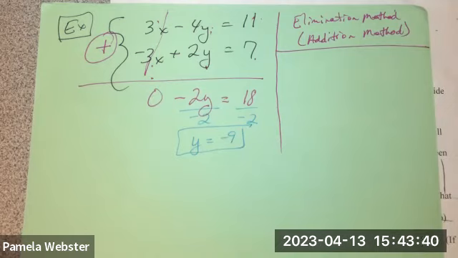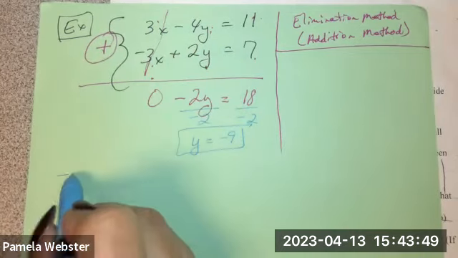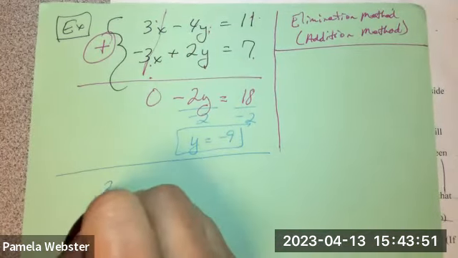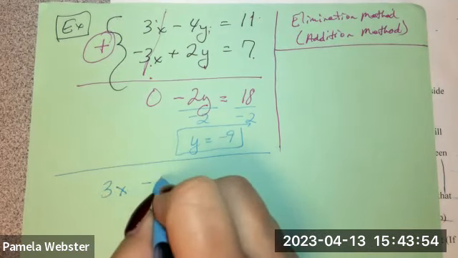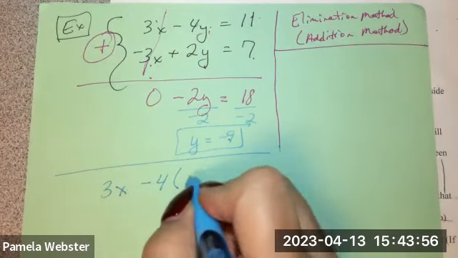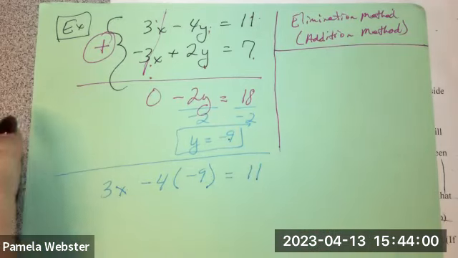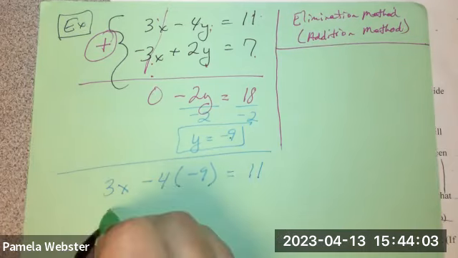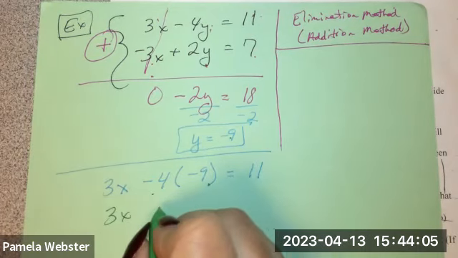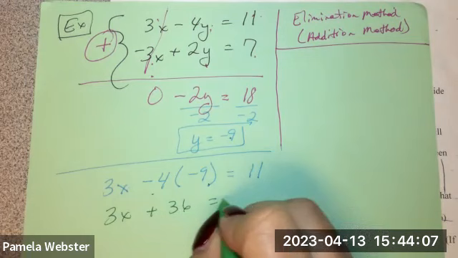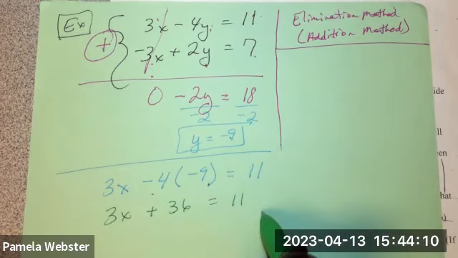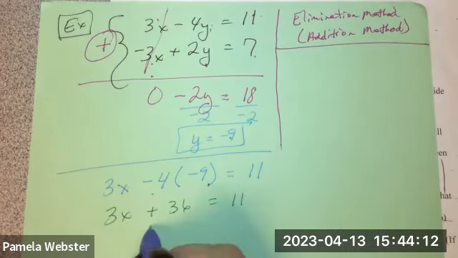And then the way it works is I just need to substitute that back in. And you can pick either equation you want to substitute into. I'm going to pick this positive guy here where the x was a positive term. 3x minus 4 times the y, which is negative 9, to substitute into. That equals 11. That way, at least my x is positive. So I've got 3x, negative 4 times negative 9 is a positive 36 equals 11. Subtract the 36 over.